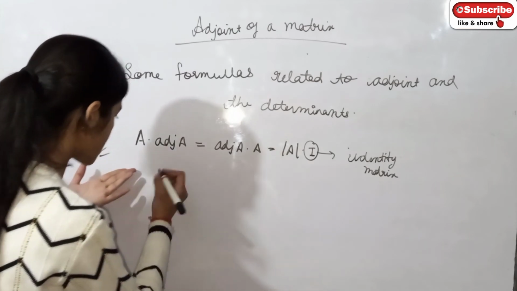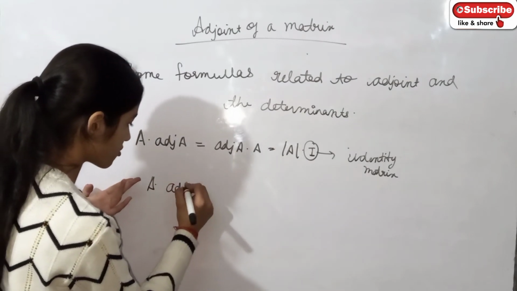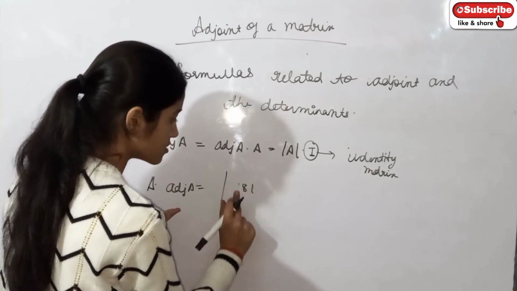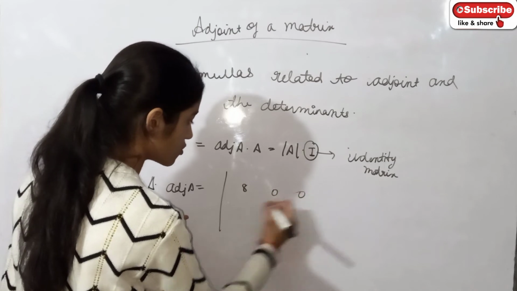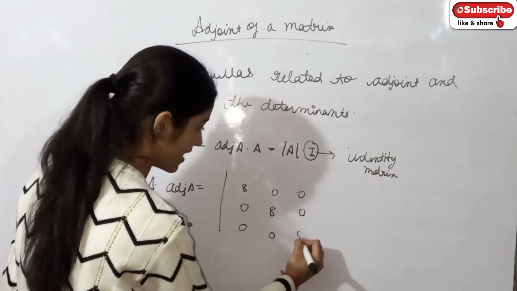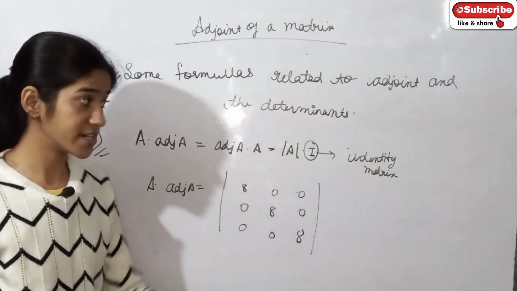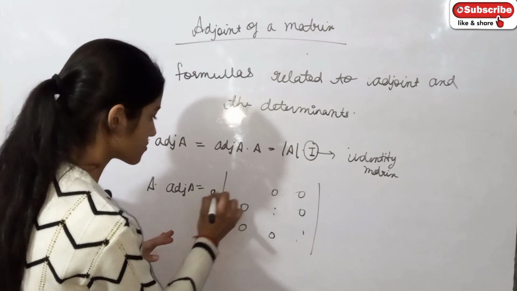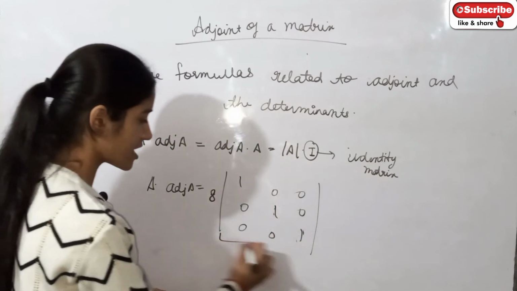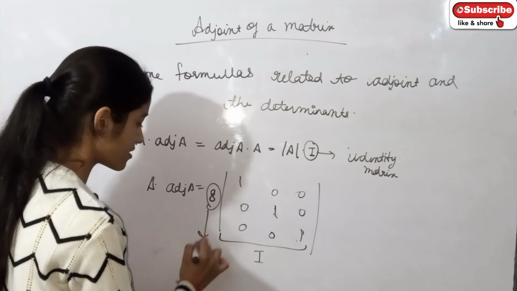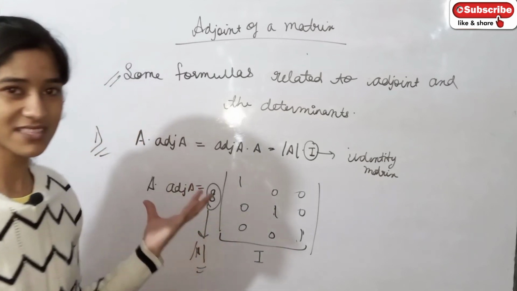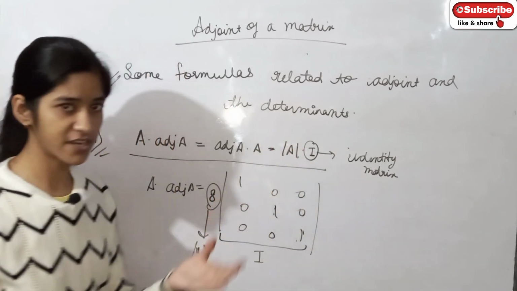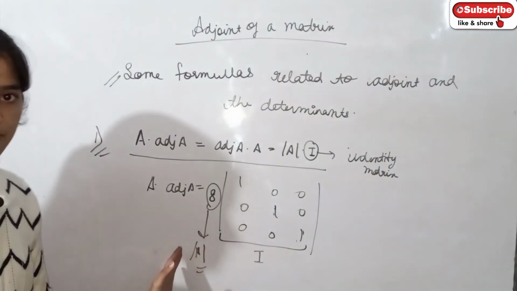Suppose it is given that A into adjoint of A is equal to the matrix 8 0 0, 0 8 0, 0 0 8. So what is the value of mod of A, or determinant of A? We simply take 8 common. Taking 8 common, what will be left? 1 1 1 on the diagonal, and this is the identity matrix. So what is the value of the determinant? The value of the determinant is 8. So it is used in conceptual questions where this equation is given and we have to find the determinant of A; we can easily see and find the value.